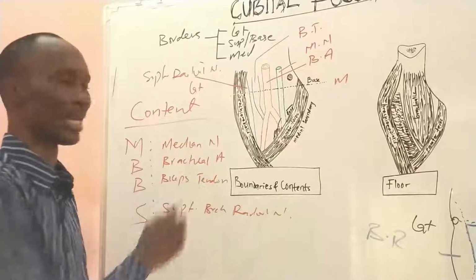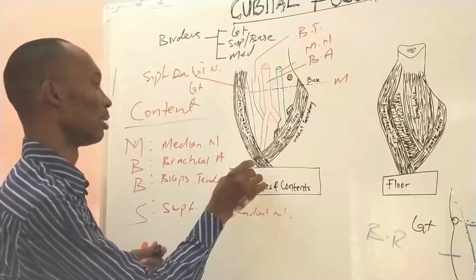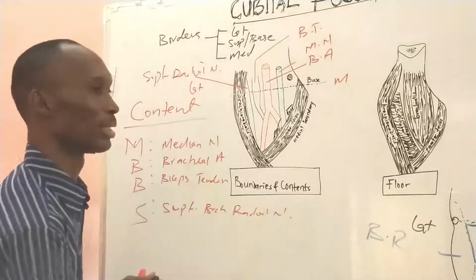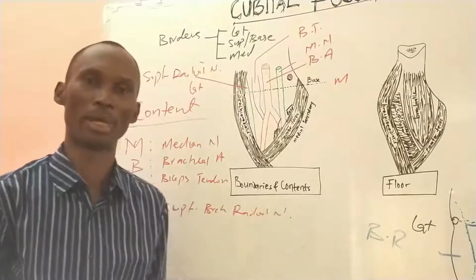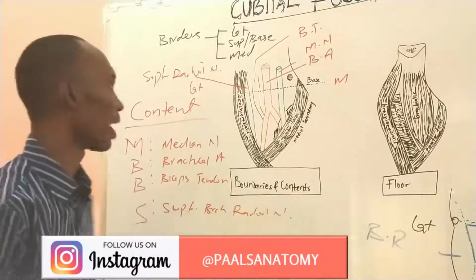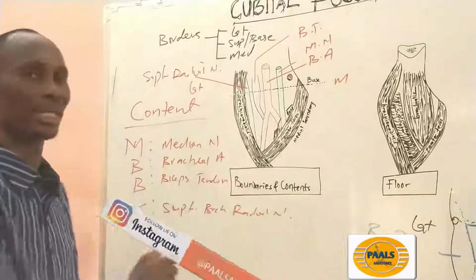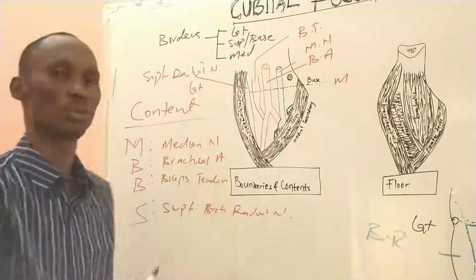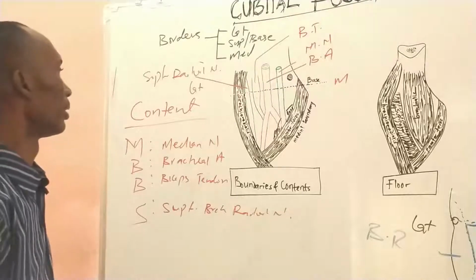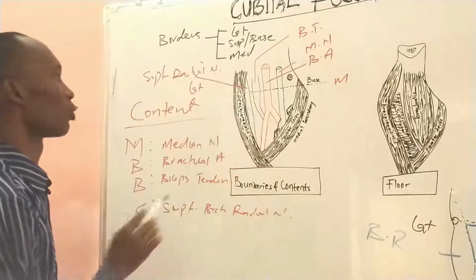Now the next structure we'll be seeing here will be the radial artery. The radial artery ran under the brachioradialis as it went down. The full detail is seen in our video on the blood supply to the upper limbs. Now, we also see the tendon of biceps brachii as it went distally and downwards to be inserted into the radial tuberosity. We see the radial nerve too, the superficial branch of the radial nerve.